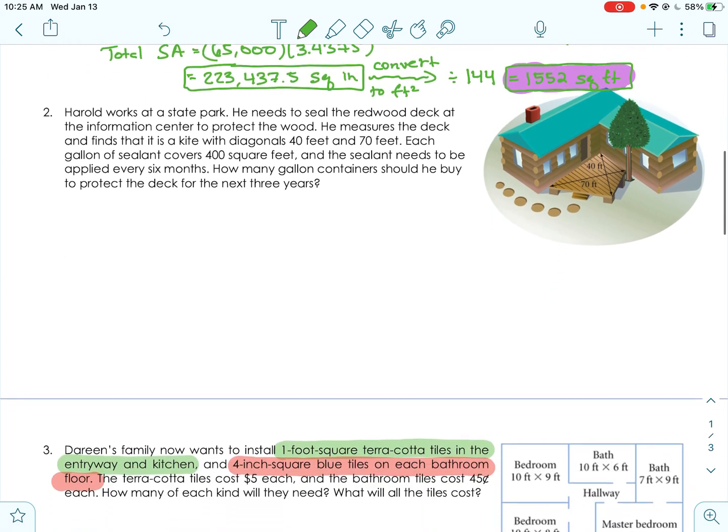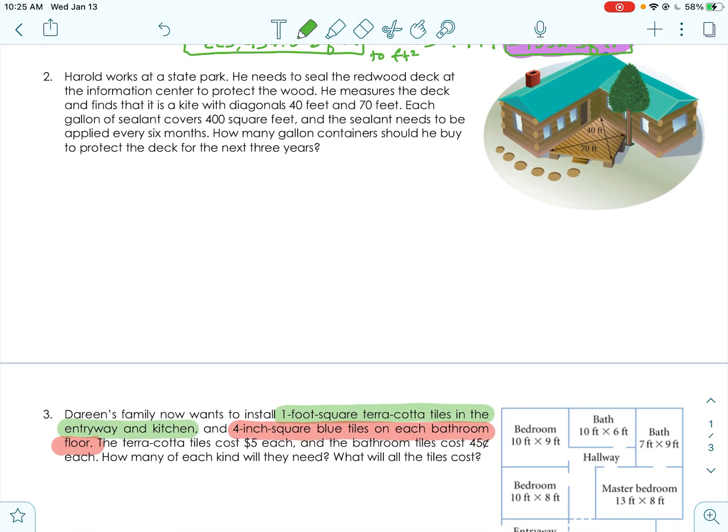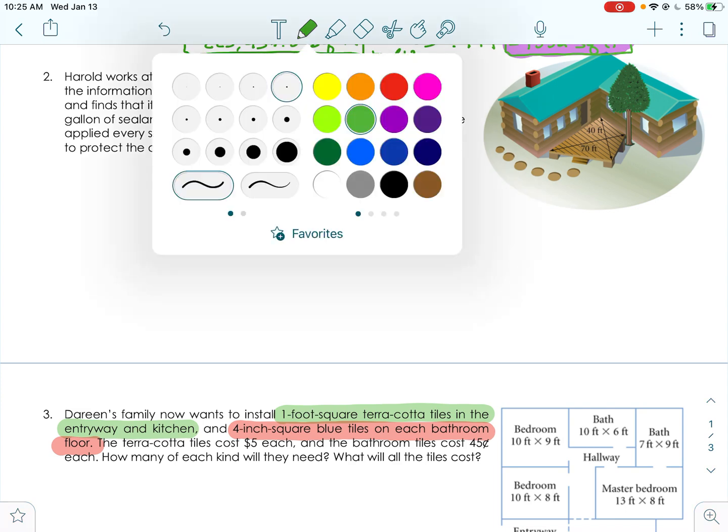Now, the next problem says Harold works at a state park. He needs to seal the redwood deck at the information center to protect the wood. He measures the deck and finds that it is a kite with diagonals 40 feet and 70 feet. Each gallon of sealant covers 400 square feet, and the sealant needs to be applied every 6 months. How many gallon containers should he buy to protect the deck for the next 3 years?